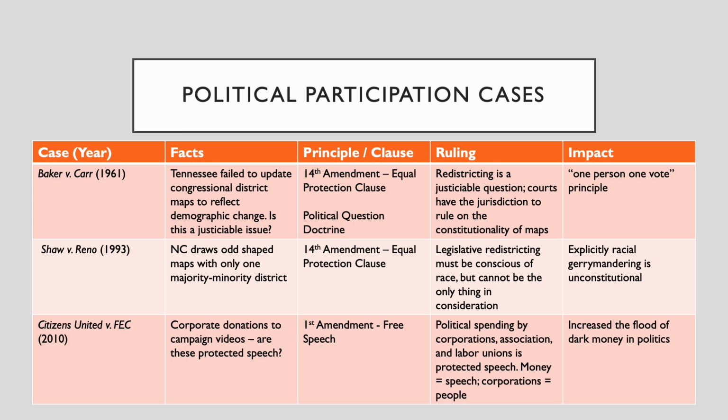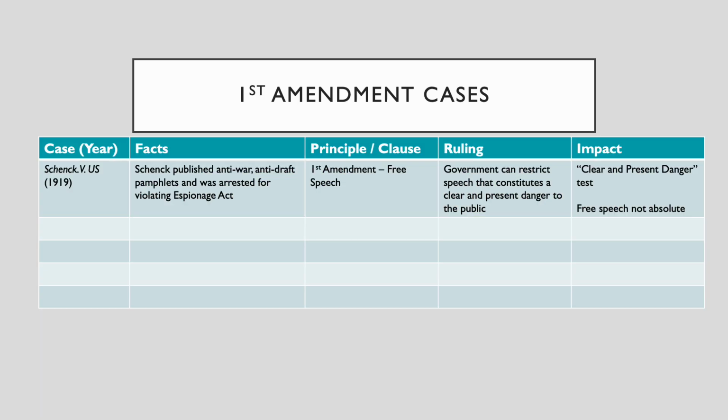Baker and Shaw are the most complicated ones. For Baker, you really just need to know that this is a question that the courts can rule on. And for Shaw, the idea that you cannot have racially biased political maps. Citizens United is pretty straightforward. So then there's the 5 First Amendment cases.